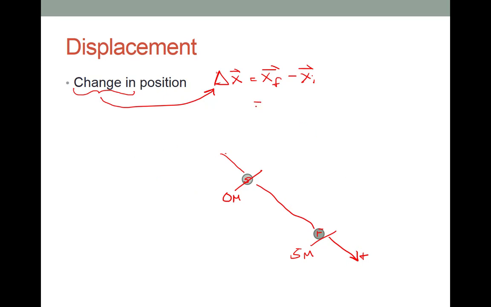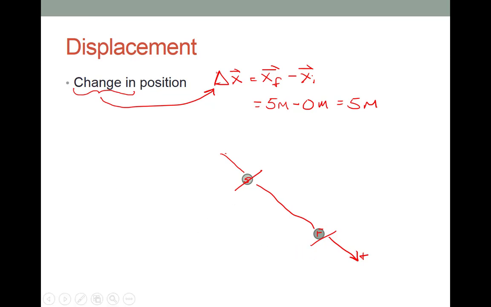Okay, using my definition of displacement, I'm going to take my final position, which is at 5 meters, subtract off my initial position, which is 0 meters, and that gives me a change in position of 5 meters. Okay. Now I'm going to shift the coordinate system. I'm going to still let positive be down and to the right, but I'm going to move the origin.